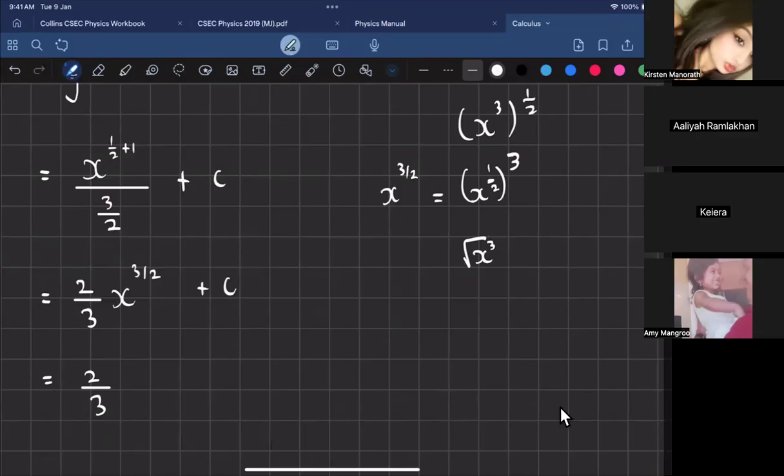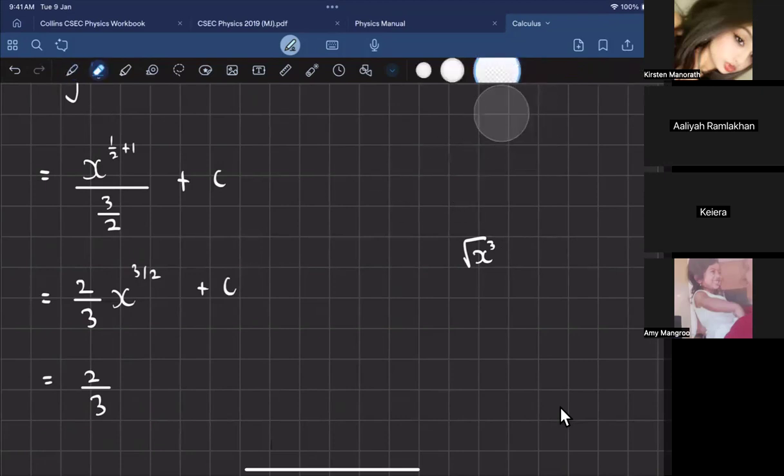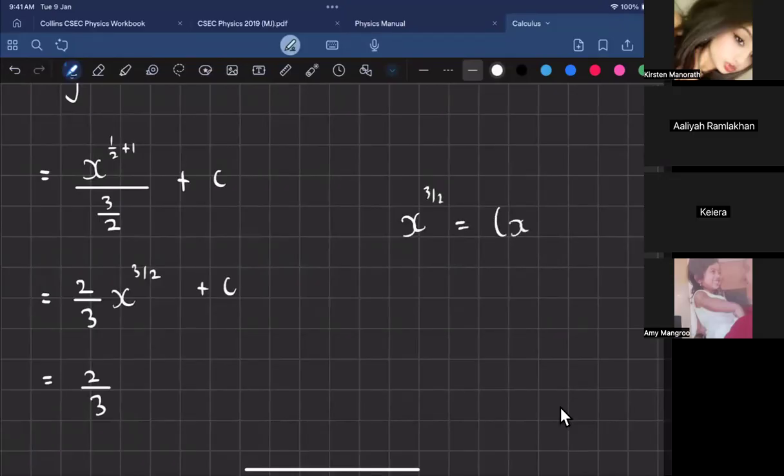For anybody confused, I'm going to go over that one more time. If I have x to the power 3 over 2, that is the same thing as x to the power 3 all to the power half. Why is this equivalent? When you raise a power to a power, you multiply the powers. So you end up with the square root of x cubed. And that's the answer.